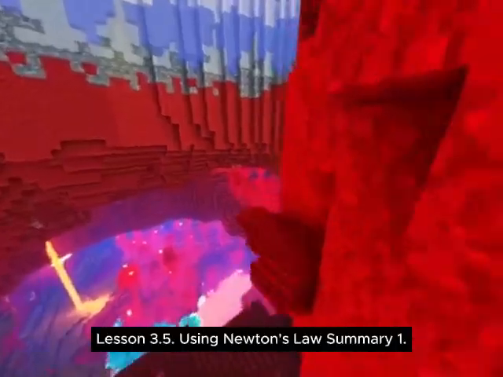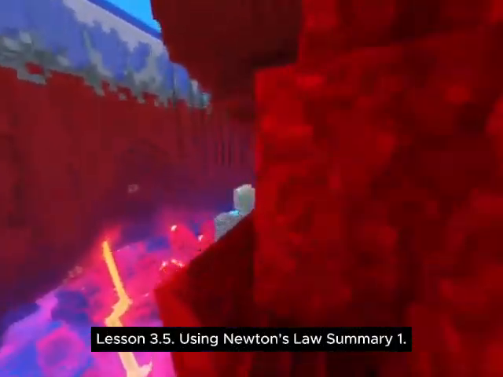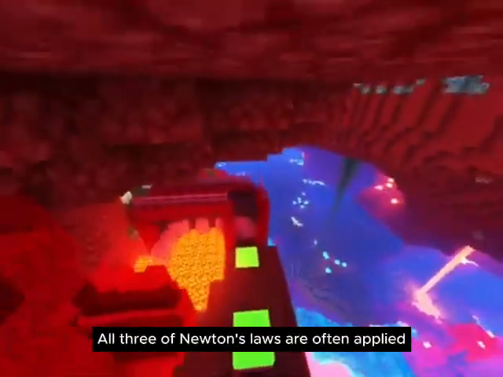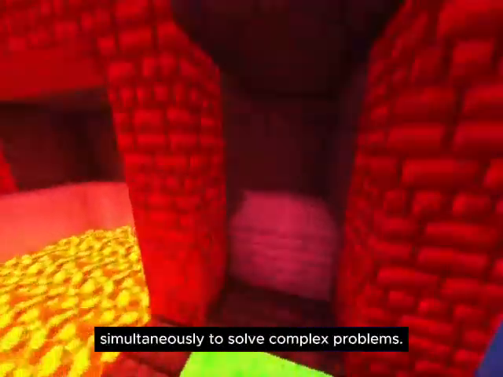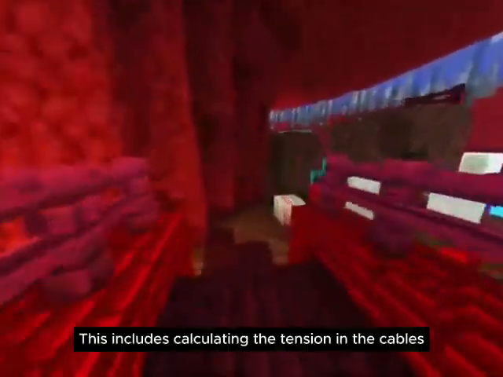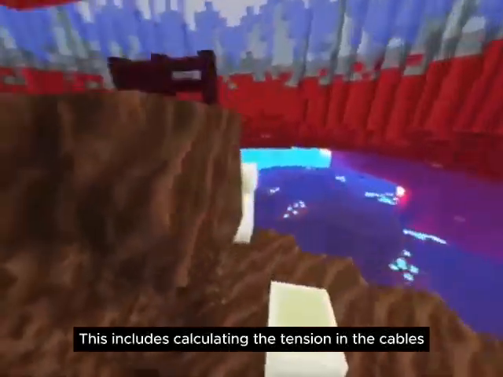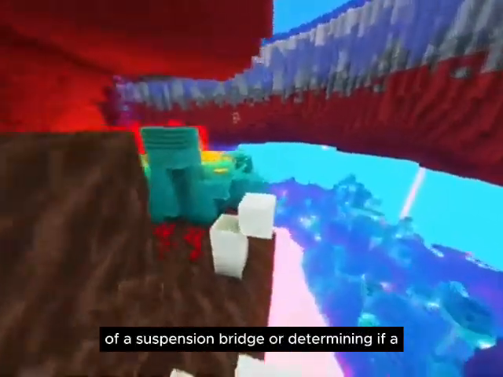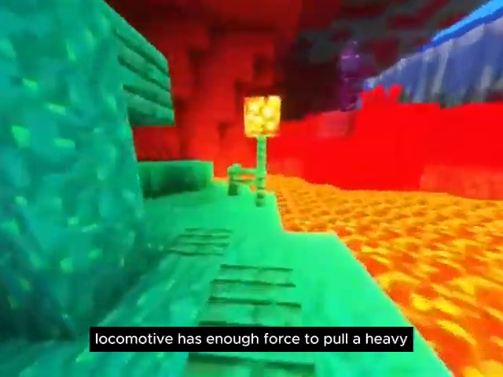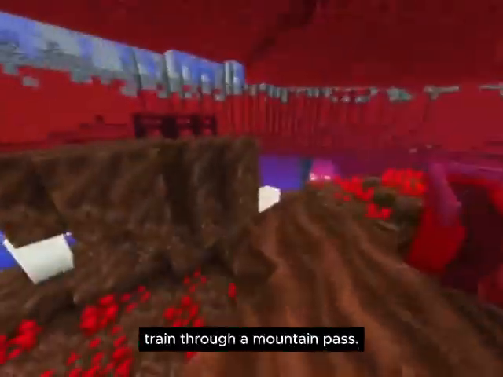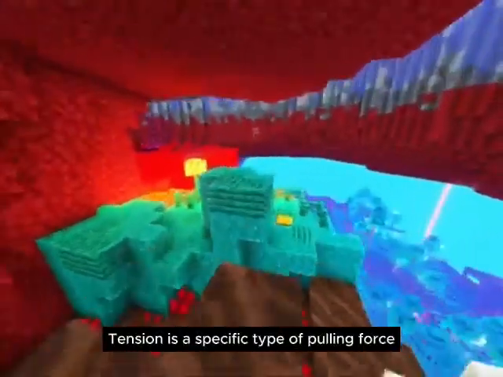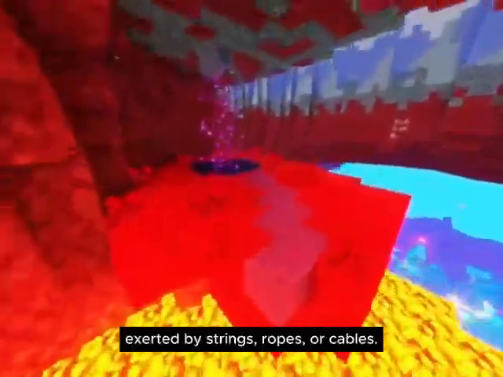Lesson 3.5, Using Newton's laws. Summary 1. Solving complex problems. In real-world scenarios, all three of Newton's laws are often applied simultaneously to solve complex problems. This includes calculating the tension in the cables of a suspension bridge or determining if a locomotive has enough force to pull a heavy train through a mountain pass. Tension is a specific type of pulling force exerted by strings, ropes, or cables.